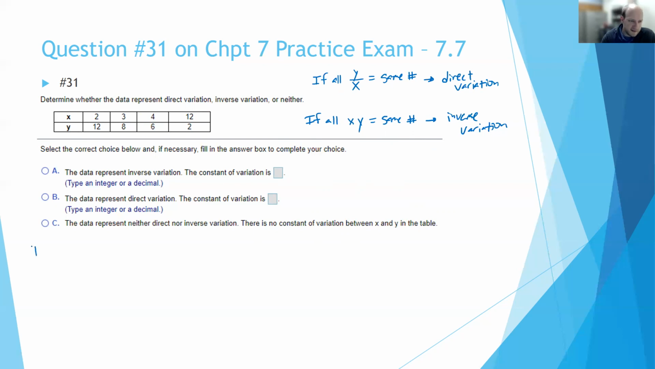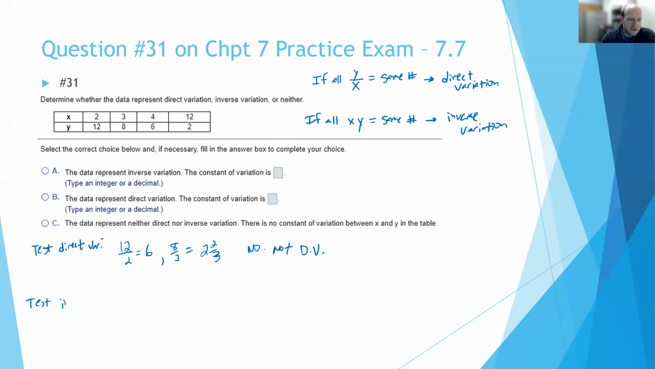So we're going to test whether it's direct variation. And how do I do that? I just take all of the y divided by x's and see if they equal the same number. Or if I get one that's not the same, I can just stop. So let's take 12 divided by 2. So y divided by x, 12 divided by 2 is 6. 8 divided by 3, is that 6? No, it's not. It's 2 and 2/3. So no, it's not direct variation. I'll just say DV.